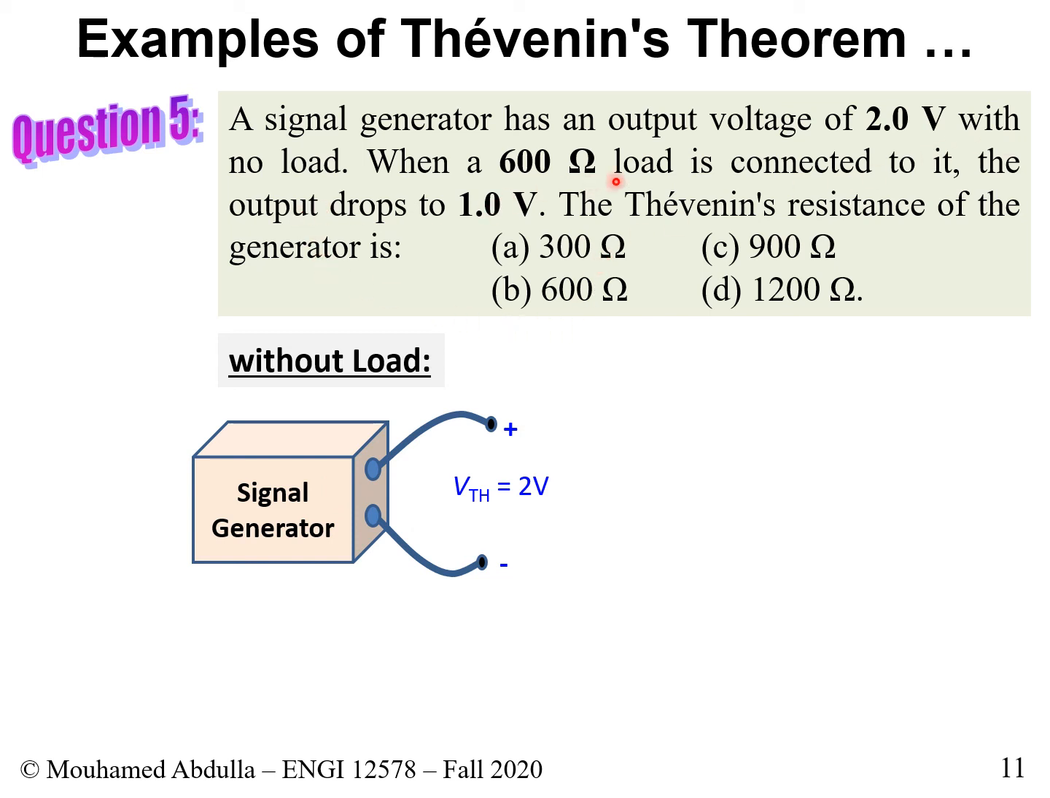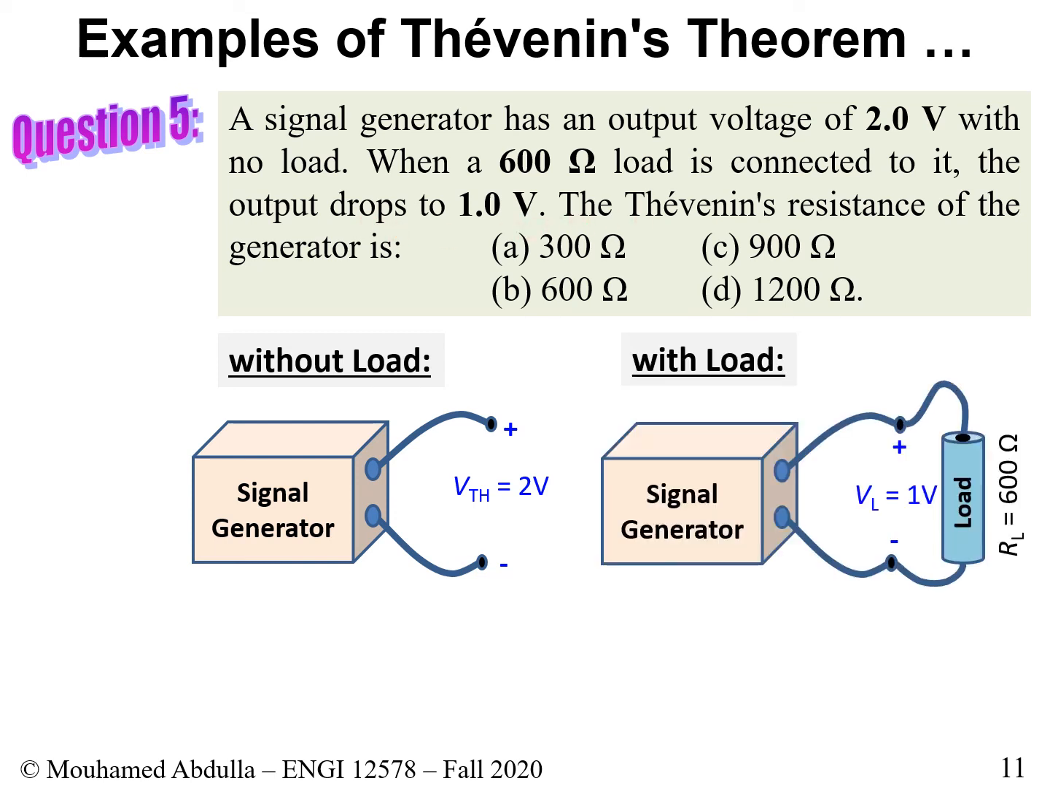When a 600 ohm load is connected to it, so we connect a load to this signal generator, the output drops to 1 volt. So this is what we get. We connect a load. The output is no longer 2 volts. It becomes 1 volt. The load could be any type of device that you connect to it. It has a resistance of 600 ohms. The voltage drop is 1 volt. The question that we ask is, what is Thevenin's resistance of the generator?